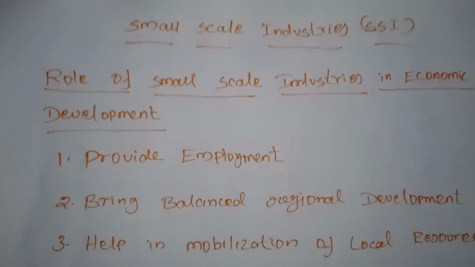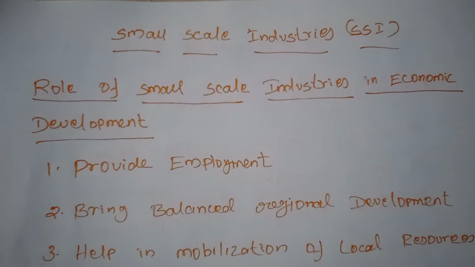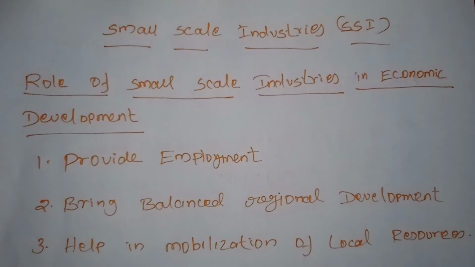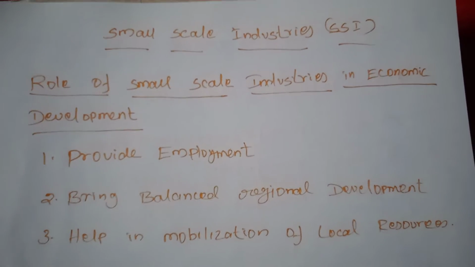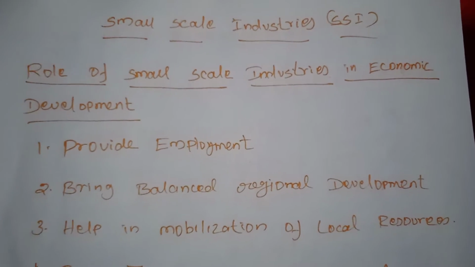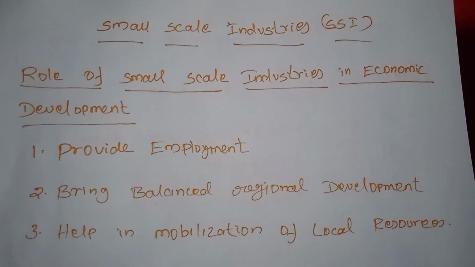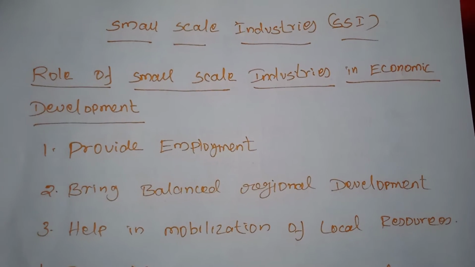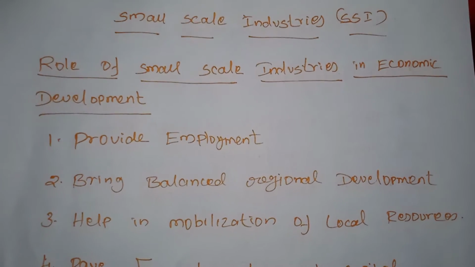Next, small scale industries. We have already studied this in the industrial policy of 1956. Just as the large scale industries are very important to improve economic growth, the small scale industries are also very important to improving economic development. Around 20 to 30 percent of the GDP is earned from the small scale industries only. So the small scale industries play an important role in the development of the Indian economy in many ways.